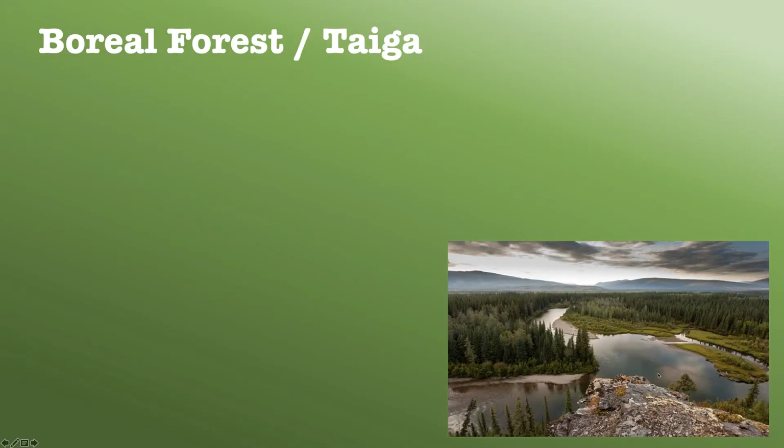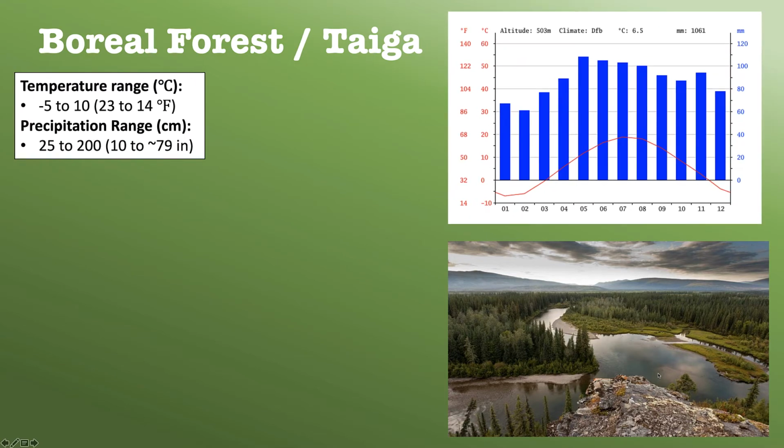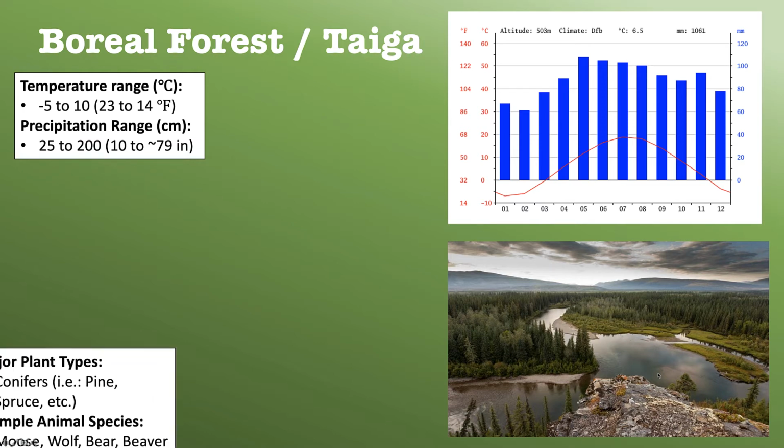Next one, Boreal forest or Taiga. This is slightly to the south of the Tundra biome. It's one of the largest almost continuous forest systems in the world. It halos the northern hemisphere, and it stretches from North America to Asia and all around again. Temperature ranges between -5 and 10 degrees Celsius with 25 to 200 centimeters of rain. So it definitely rains more. It's a little warmer, but not that much.